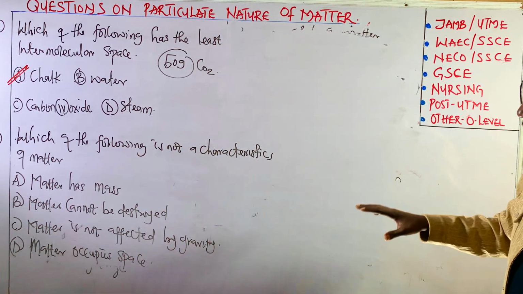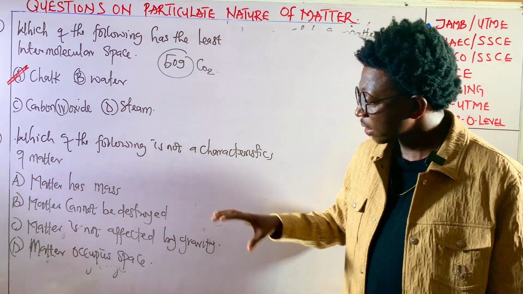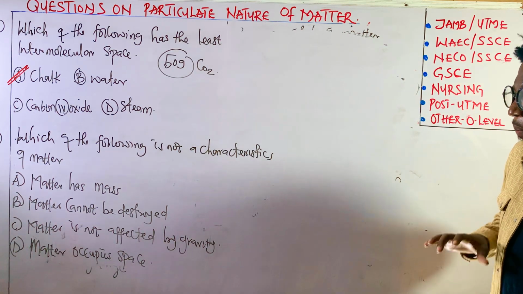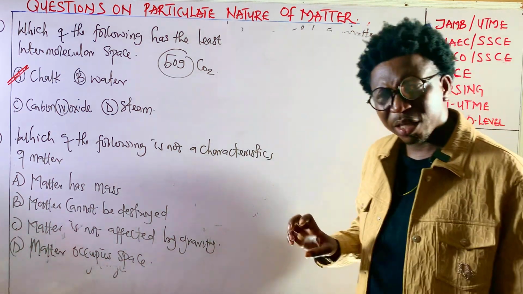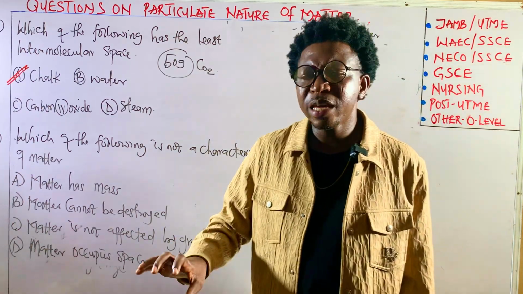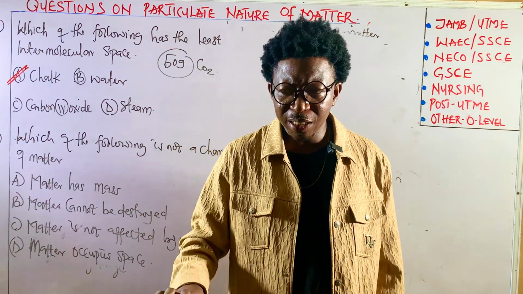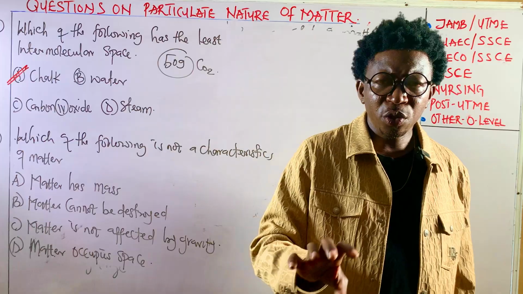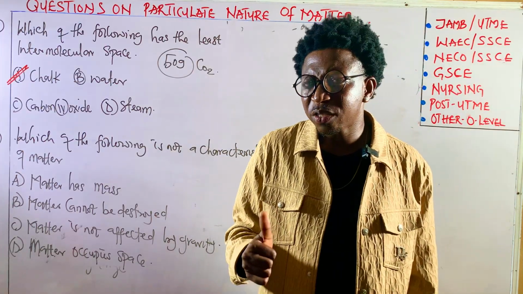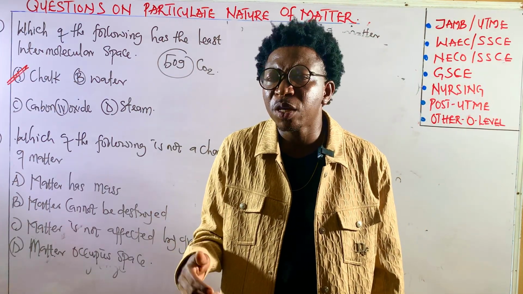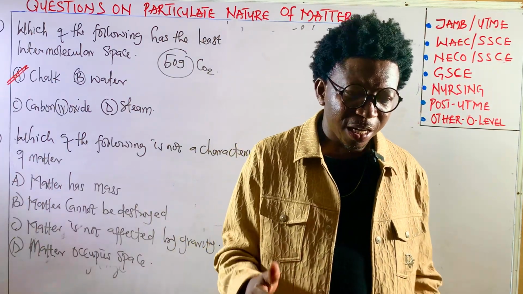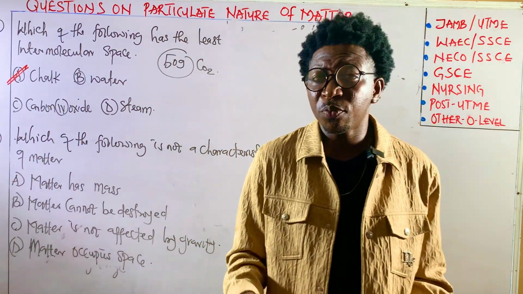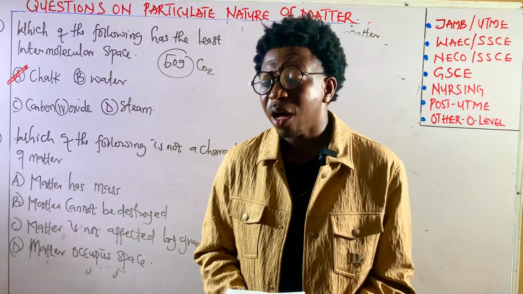So option A, matter has mass. That is true. Option B, matter cannot be destroyed. Is that true? The answer is yes. In any chemical process, matter can neither be created nor destroyed. Now, that is the first law of thermodynamics, which states that energy can neither be created nor destroyed, but can be transformed from one form to another.